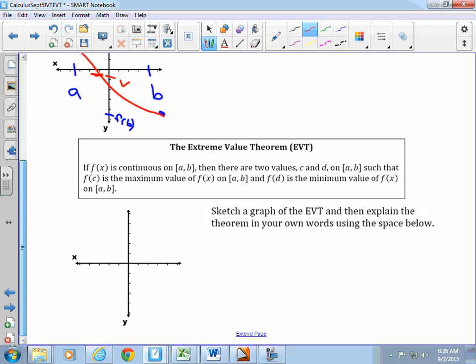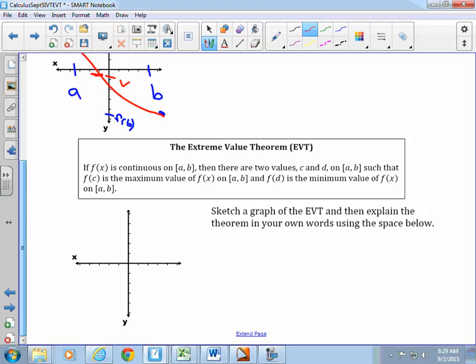So, the extreme value theorem says, if f of x, and you might actually want to write this down a little differently, but I'll read it the way it's written and I'll give you another option. If f of x is continuous on the closed interval [a, b], you have to have that, then this one says that there are two values c and d on [a, b], such that f of c is the maximum of f of x, and f of d is the minimum of f of x.